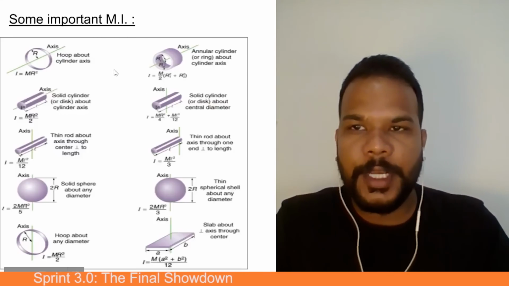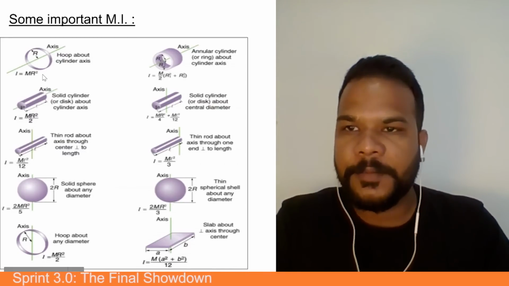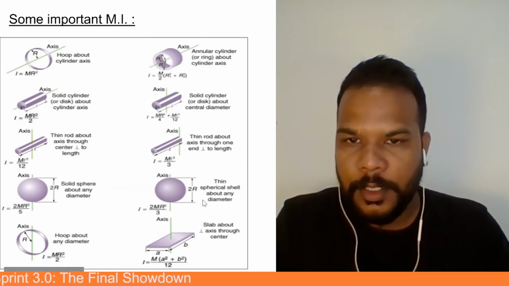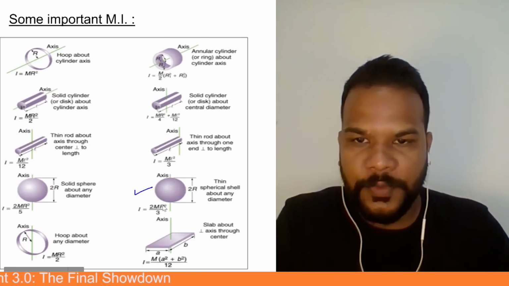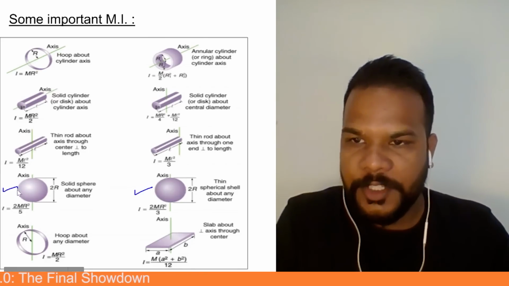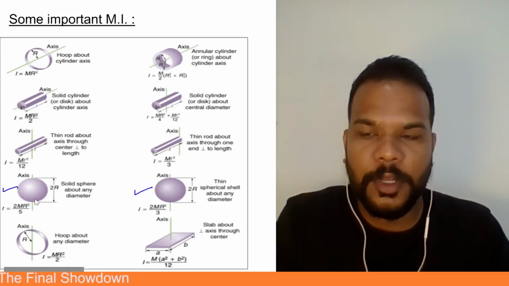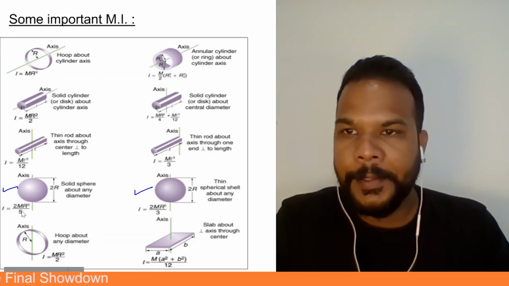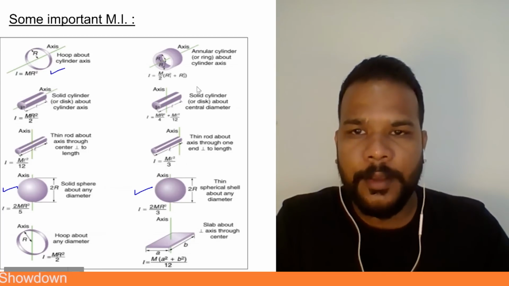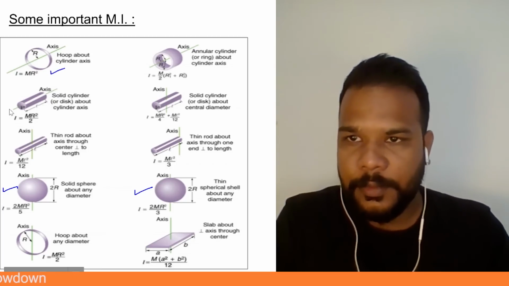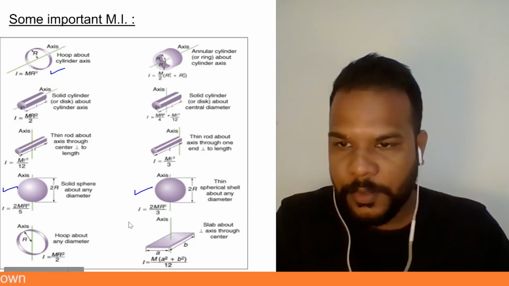Important moments of inertia. The most important moments of inertia are: one is the hollow sphere, then the solid sphere. Hollow sphere is 2 by 3 MR square, solid sphere is 2 by 5 MR square, and for the ring it is MR square, for a disc that is 1 by 2 MR square.